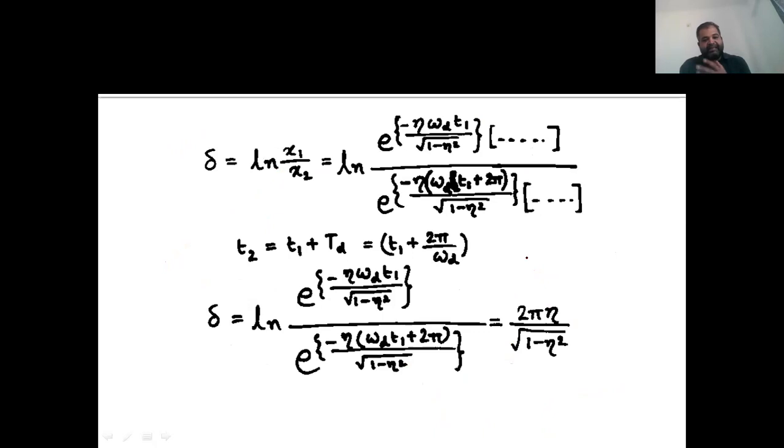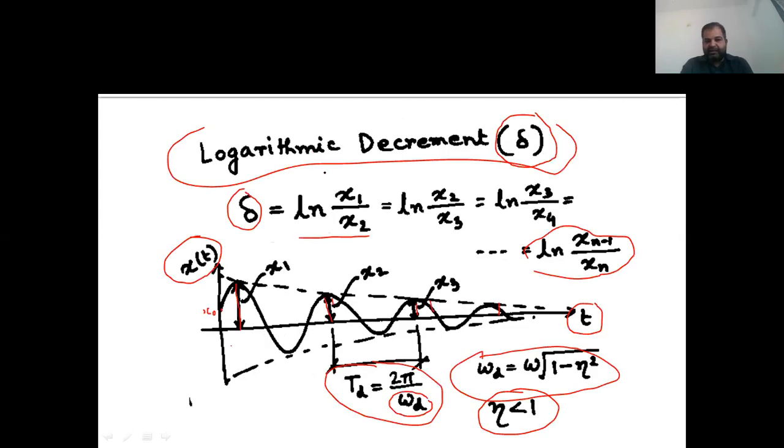Now, let us try to put this formula. If I put delta is equal to ln x1 by x2, delta is nothing but ln x1 by x2. Now, what do you mean by x1? X1 is the displacement at time t1. It is the displacement or the response at time t1. This is the displacement at time t2, where the t2 is what?